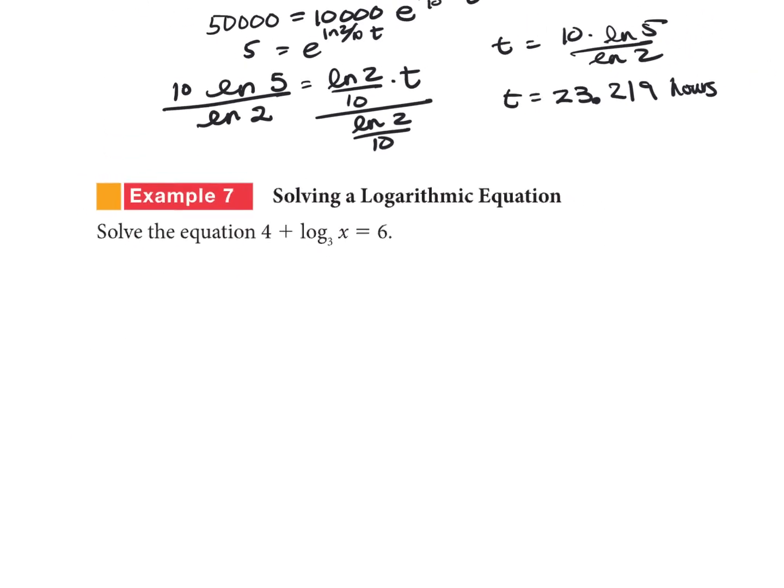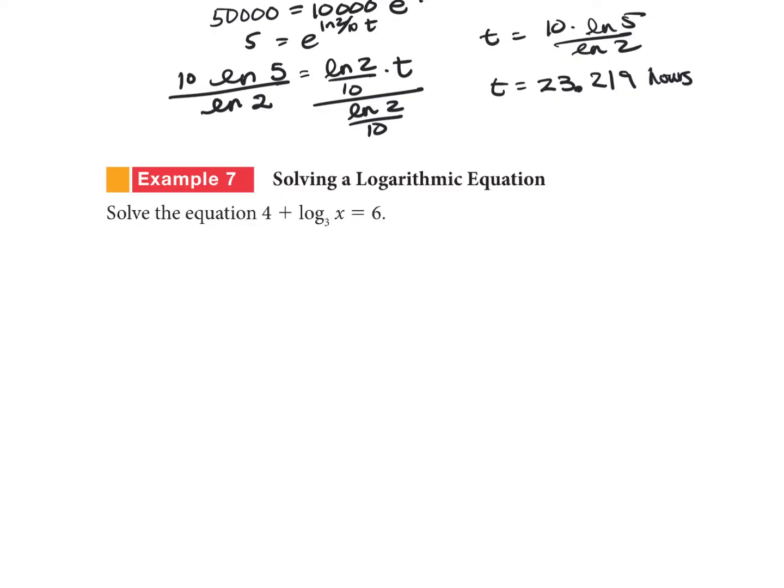All right, on this example number 7, we are looking to not solve for an exponential, we are looking to solve for a log, and this is a log base 3. Our strategy here is going to always be to isolate our log variable. So we're going to subtract the 4 from both sides. Log base 3 of x equals 2. And then I'm going to write it from log form to exponential form, and this is really the easiest way to do that. So we go 3 squared equals x, so x equals 9.